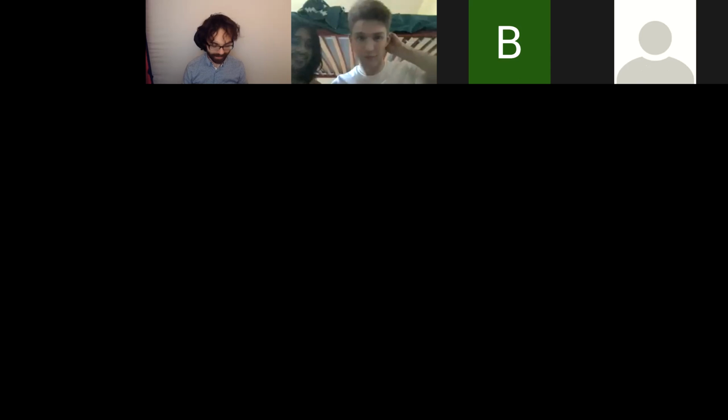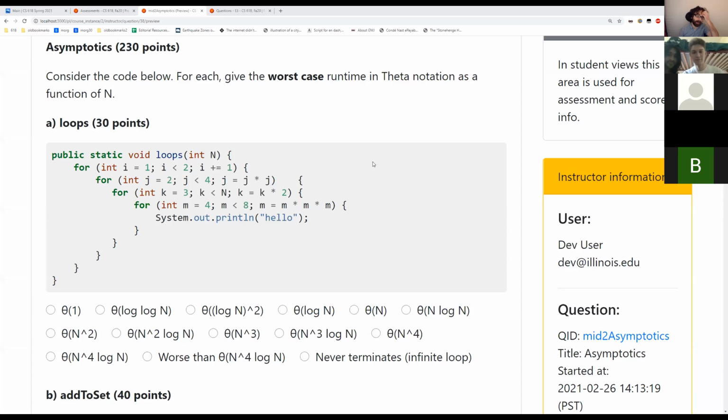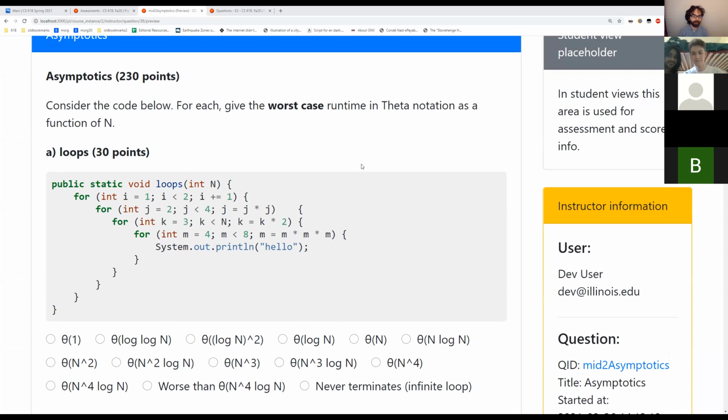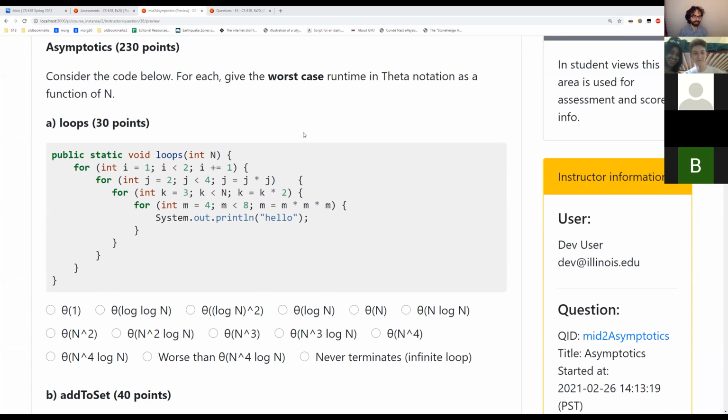I can't copy and paste. Okay. I'm not sharing my screen, so let me do that. All right. So this is just the fall one. There's so many old asymptotics problems, so I don't feel bad spoiling this. Here's our first one we're going to do. We got some code, and looks like a lot of loops. It's kind of a sneaky one.